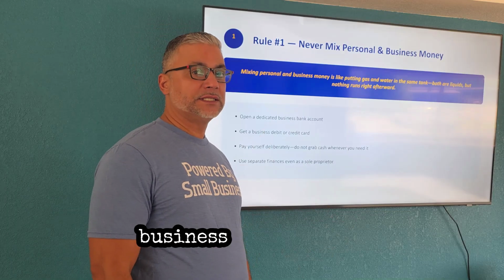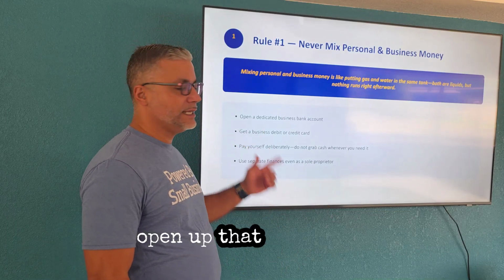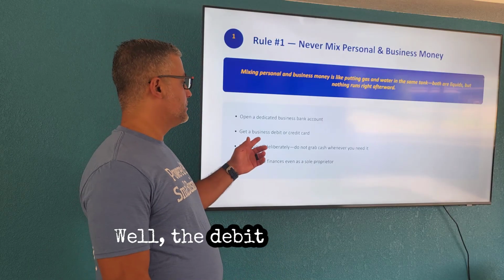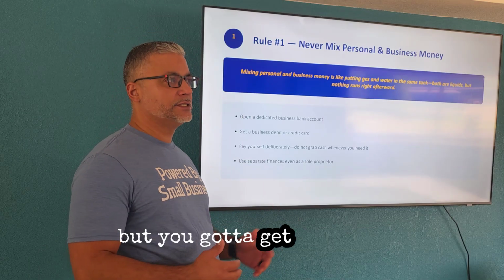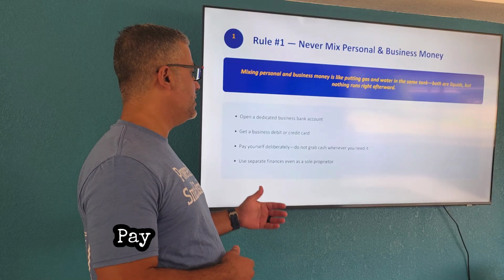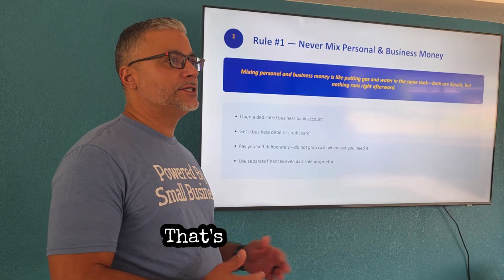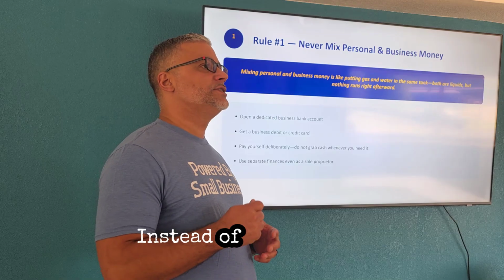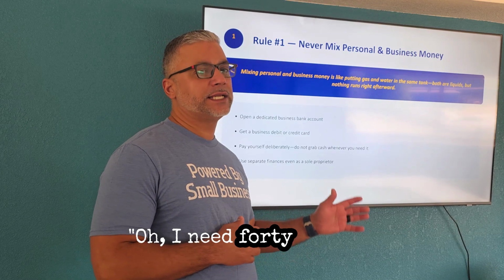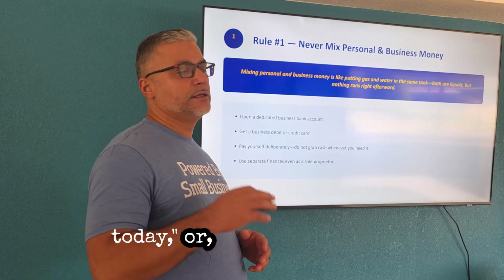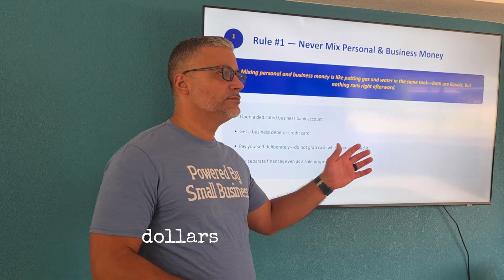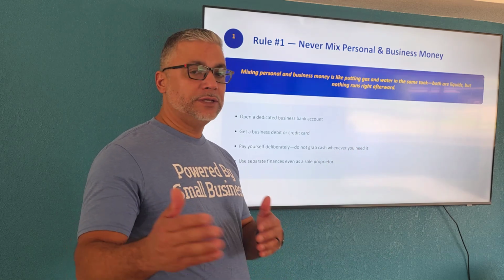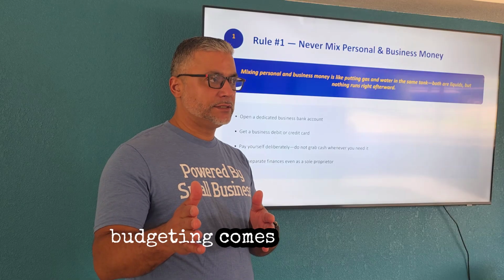One way to separate your business and personal transactions is you open up that dedicated business bank account. You get yourself a business debit card. Well, the debit card should come with the bank account, but you've got to get yourself a credit card, right? Pay yourself deliberately. That's a good one. Let's talk about that. Instead of just saying, oh, I need $40 today, or I need $100 today, right? Set up a schedule. This is where budgeting comes into play.